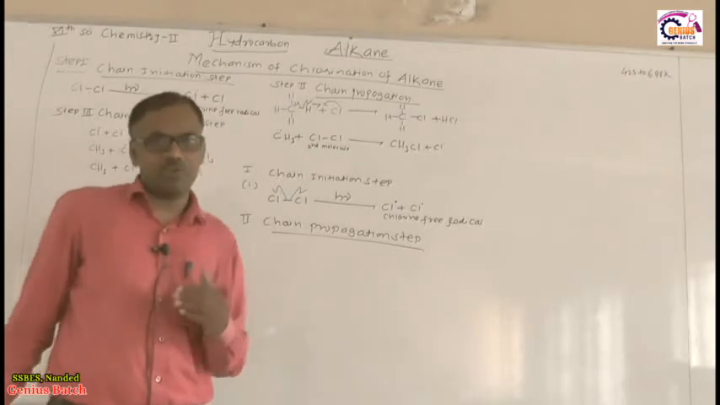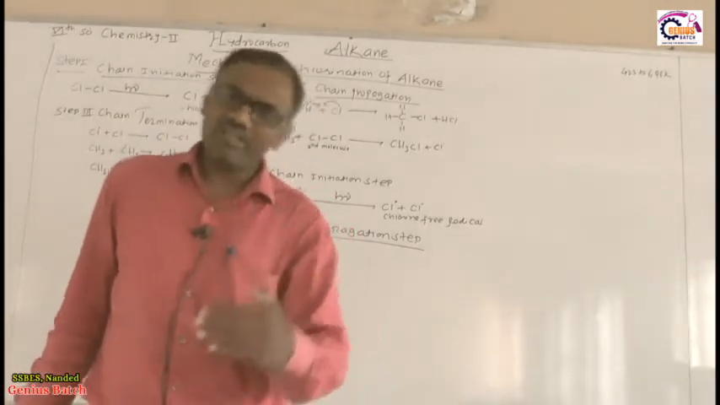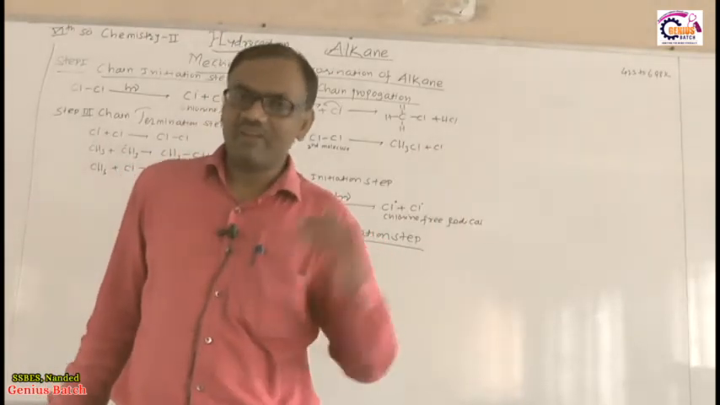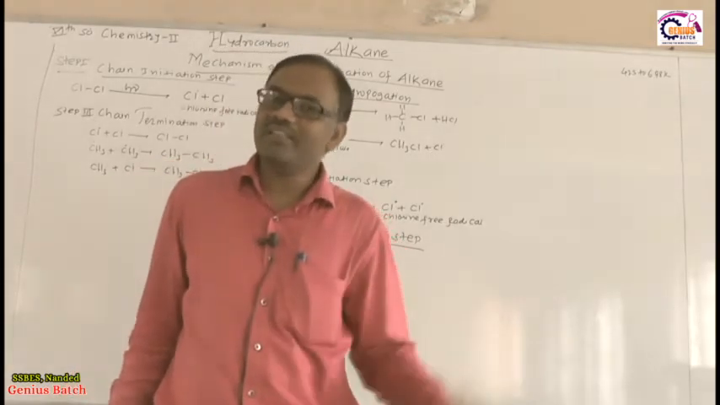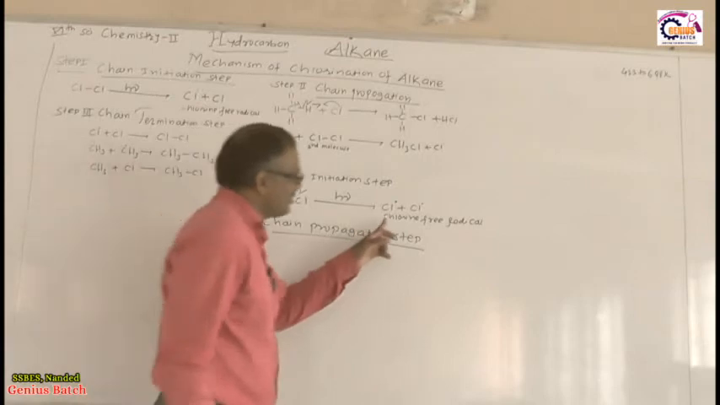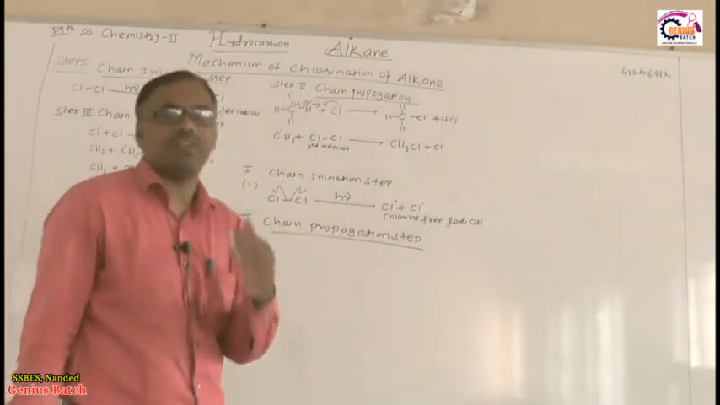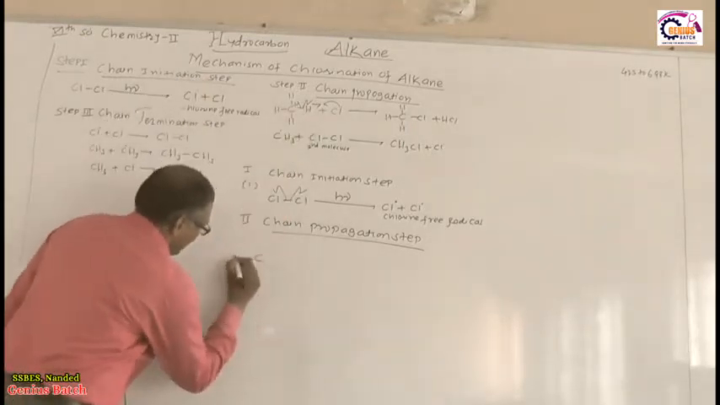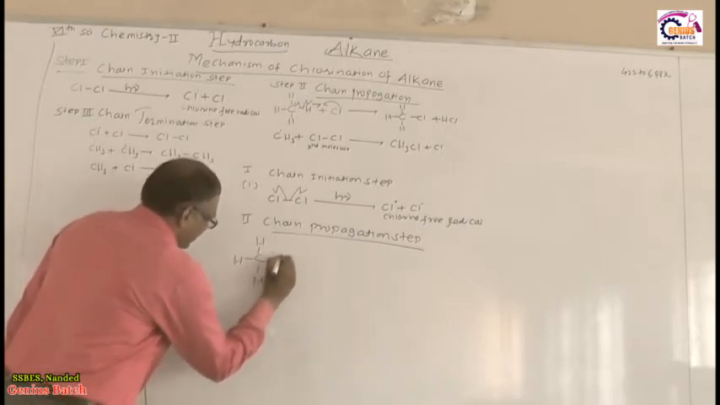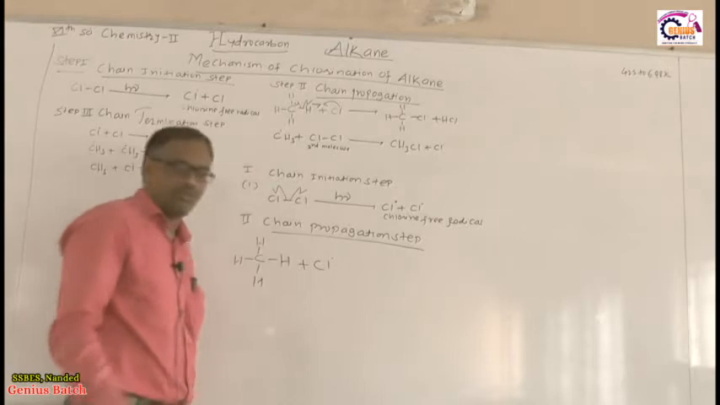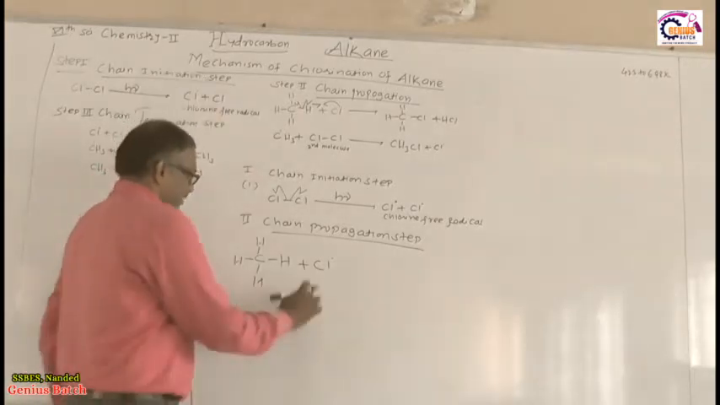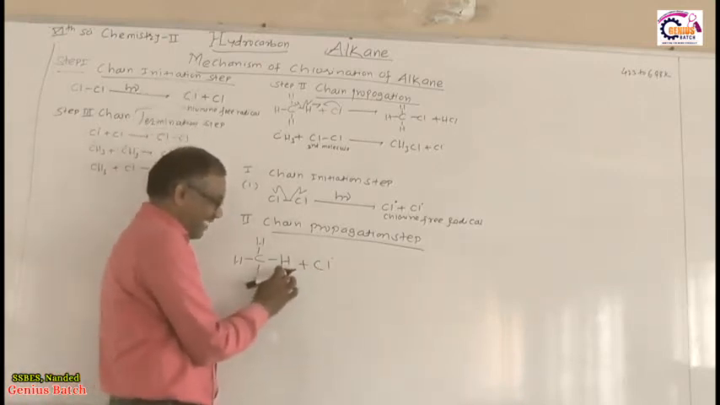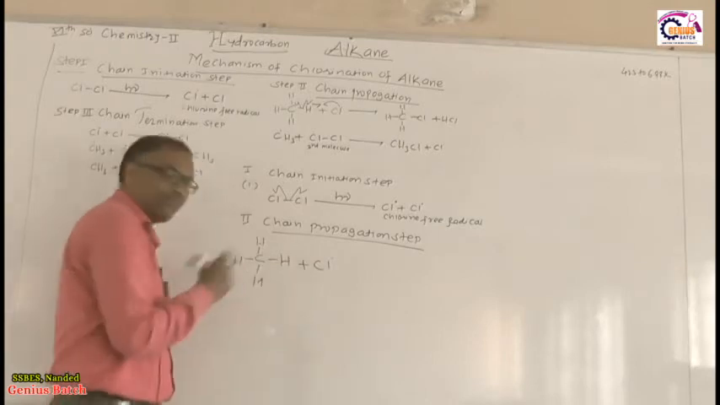What happened in the chain propagation step? You know that in the chlorination of alkane, alkane is heated with chlorine gas in the presence of ultraviolet light or diffuse sunlight to produce methyl chloride. In the first step, this chlorine free radical is produced. This chlorine free radical attacks the hydrogen of methane. So we have methane, and the chlorine free radical obtained in the first step abstracts a hydrogen free radical from the methane.